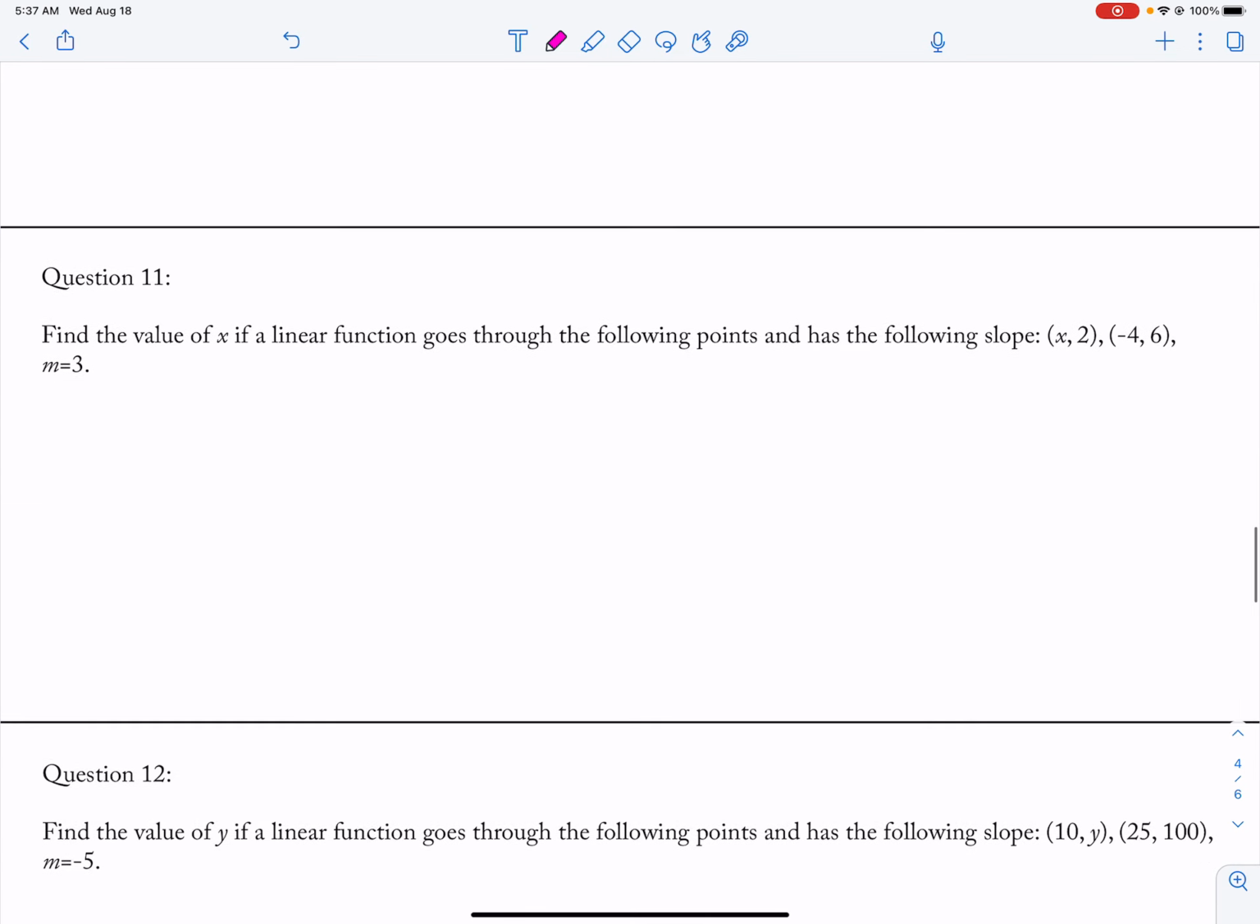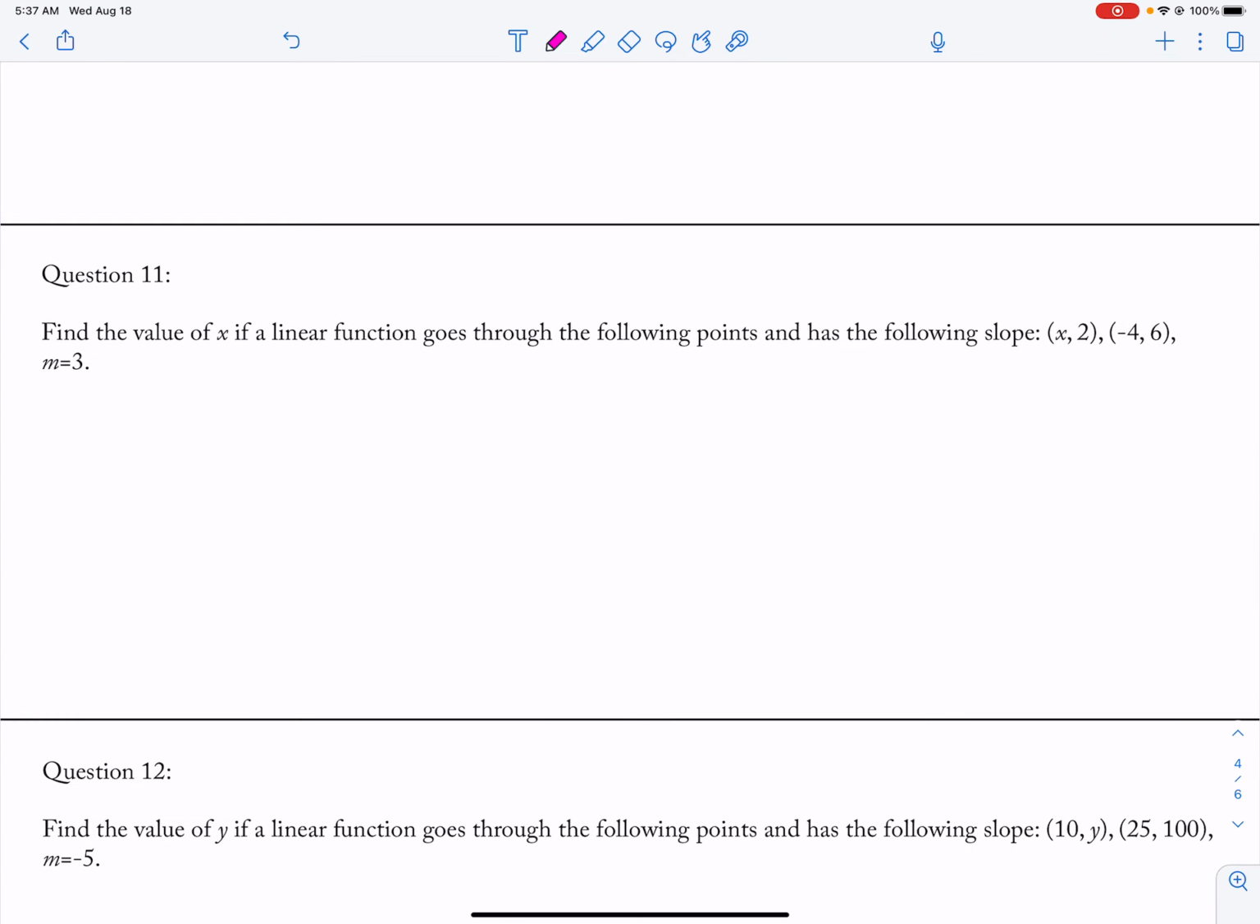So question 11, I want to know what value of x is given here in this coordinate point. I'm given that the slope is equal to 3. If my slope is equal to 3, then the difference between these points, the rate of change, is what I'm looking for. So 6 minus 2 over negative 4 minus x, and I set that equal to 3. I set my slope formula equal to my slope, which is 3. So I get 3 is equal to 4 over negative 4 minus x.